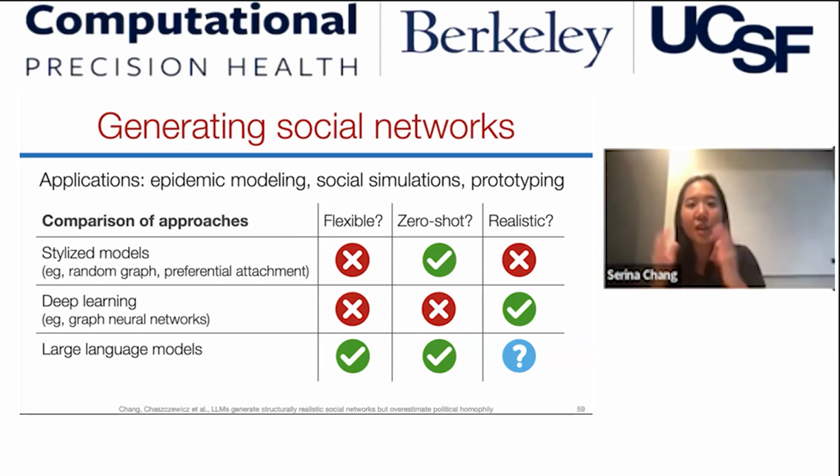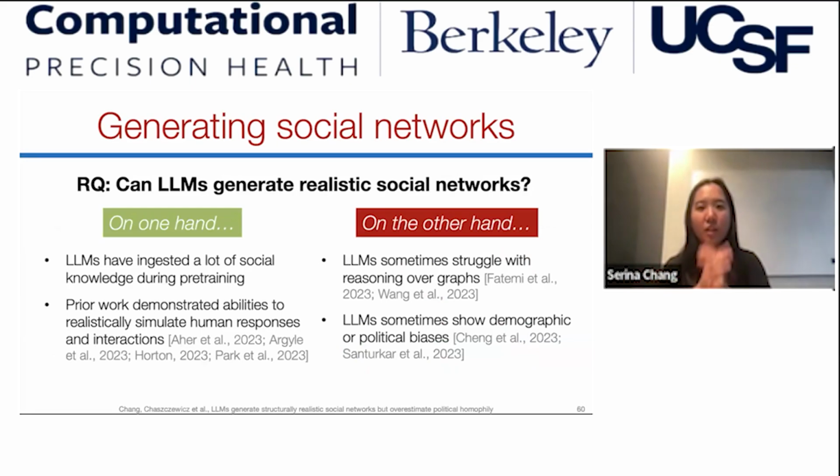And then the key question is, do they generate realistic social networks or not? And that's really the driving question of this work. Can LLMs generate realistic social networks? So on one hand, LLMs have ingested a lot of social knowledge during pre-training, and prior work has demonstrated abilities to realistically simulate human responses and interactions. On the other hand, though, it's not clear how LLMs' language abilities will generalize to these discrete objects like graphs, and in fact, prior work has shown that LLMs struggle with reasoning over graphs. LLMs can also sometimes show demographic or political biases.